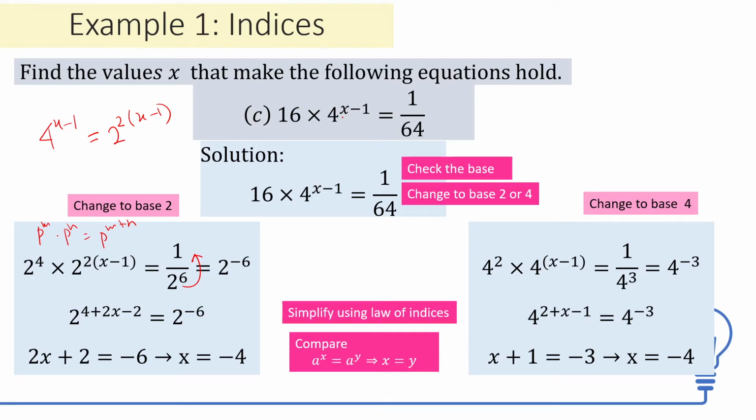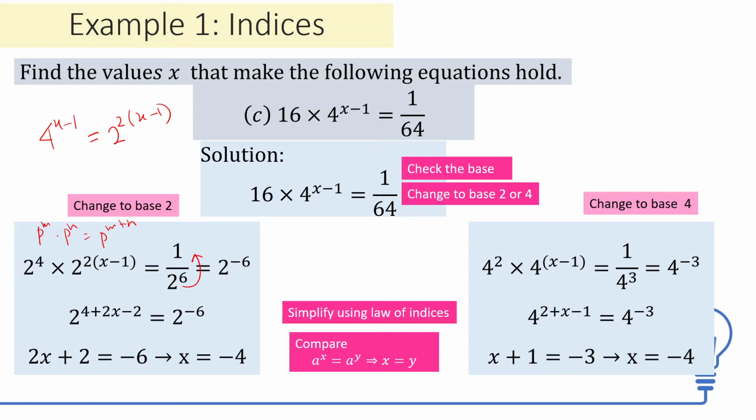For the second way, we change it to base 4. Since we don't want to change the 4 to base 2, 16 is 4 to the power of 2. Then this one we copy back, and 64 is actually 4 to the power of 3. And then the same thing, we make it a negative exponent. Using a^m multiplied by a^n is a^(m+n), we do the exponent comparison, so my x equals negative 4.